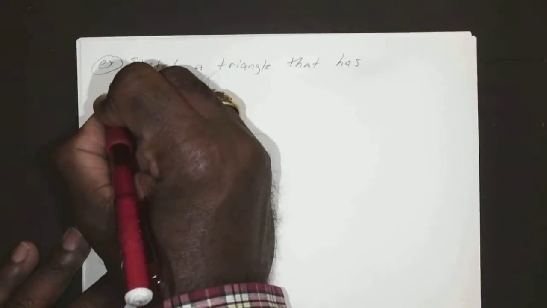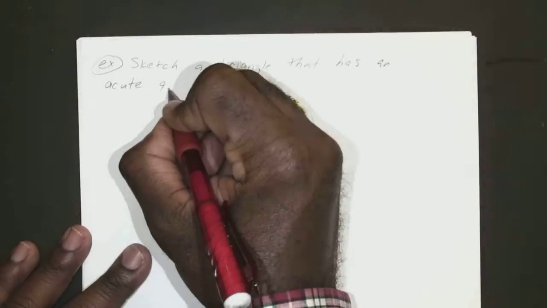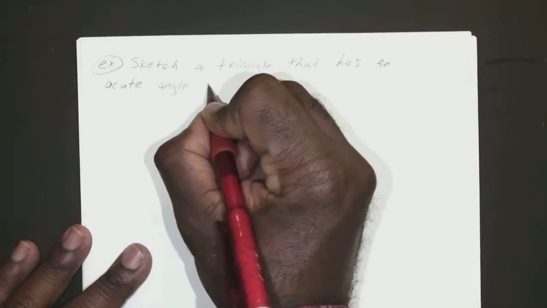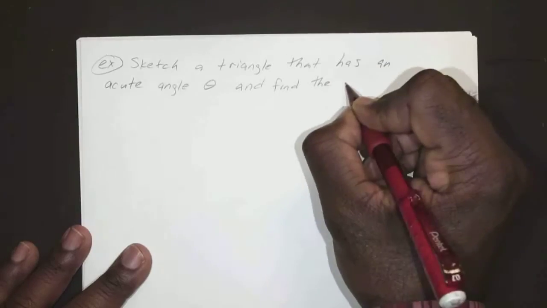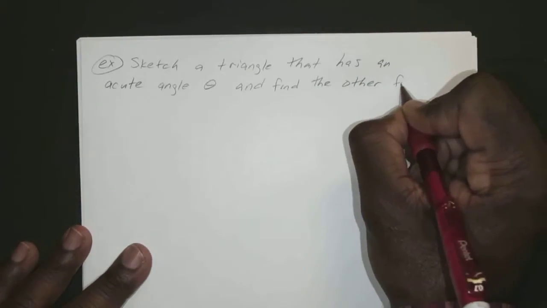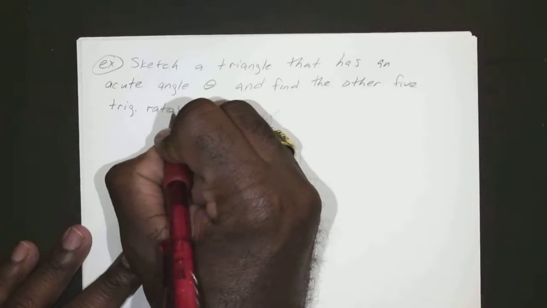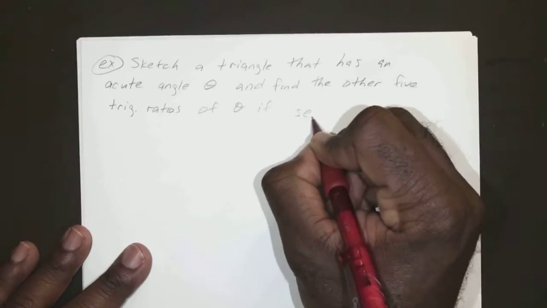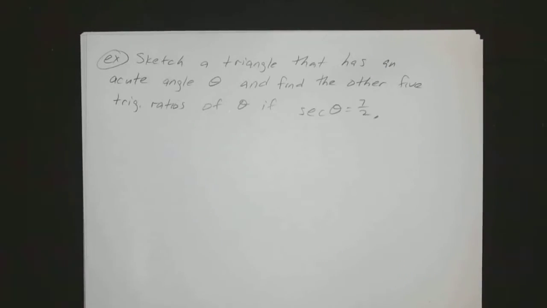That has acute angles, well, has an acute angle theta, and find the other 5 trig ratios of theta if secant of theta equals 7 over 2. Okay, so basically what they're saying is if we give you this one, find the other 5.